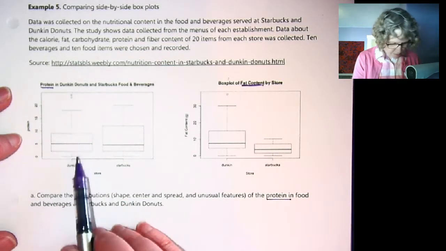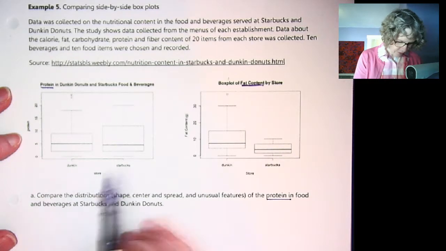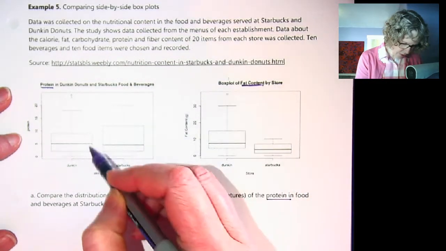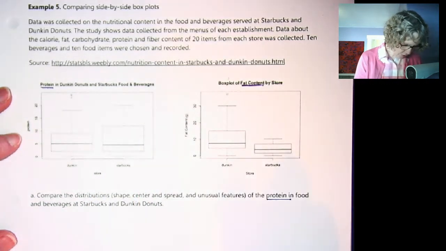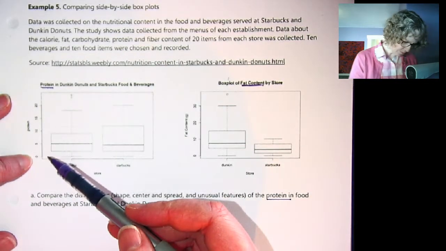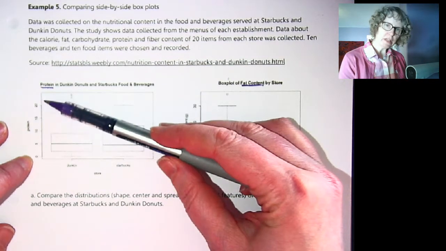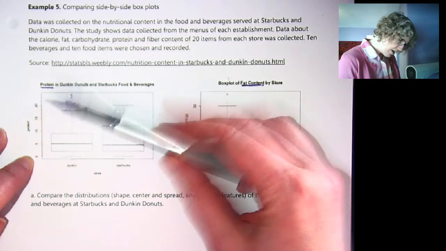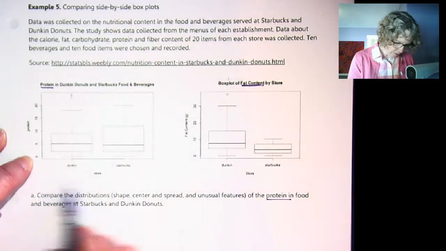Okay, so first, shape. Does it look symmetric or skewed? These both are pretty short, and these are both pretty long. So these would both be skewed, and it's hard to tell which way when it's on its side. Let's think about this for a minute. 0, 5, 10, 15, 20. If I flip this down, because usually we would start with 0 here and have 20 over here, it's easier to tell.